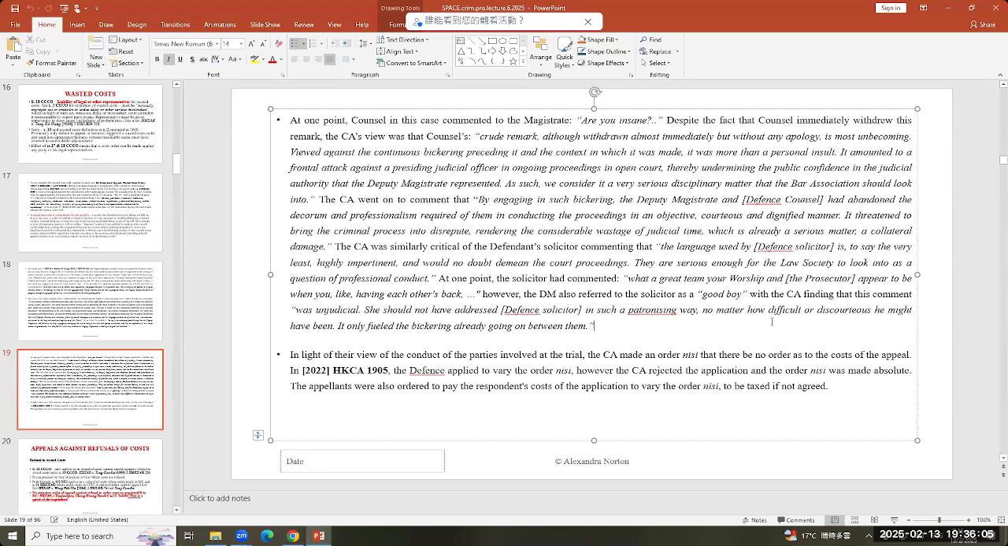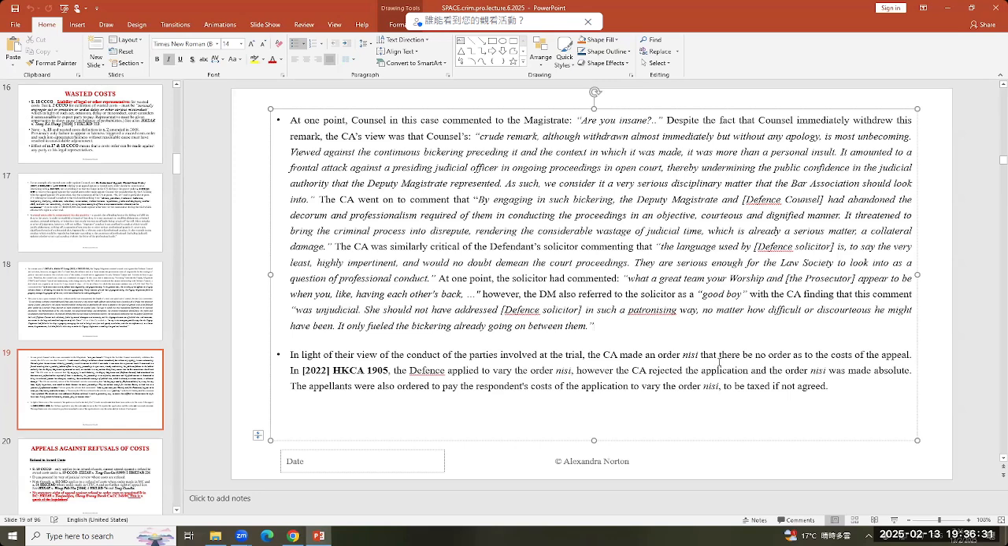So there were all kinds of insults and arguments flying back and forward. There were various applications for judicial review, many applications for adjournment. The whole thing was just a mess. But the Court of Appeal's opinion was that because everybody was at fault, so originally the magistrate had made a wasted costs order against the defense counsel and the defense team.